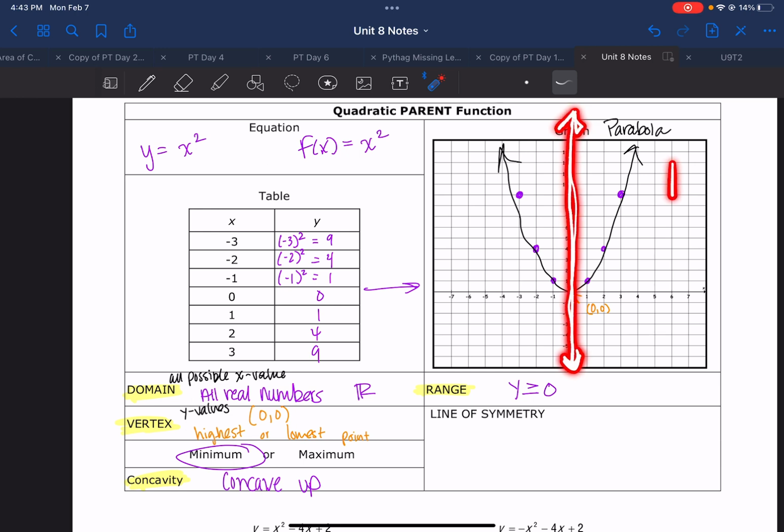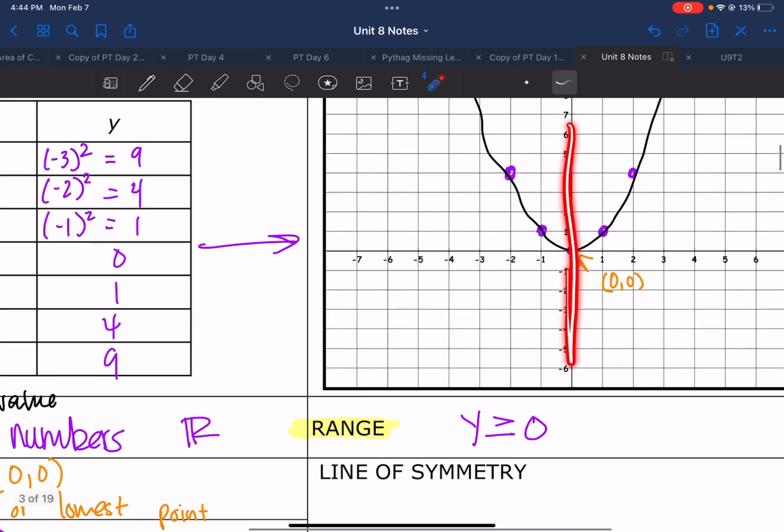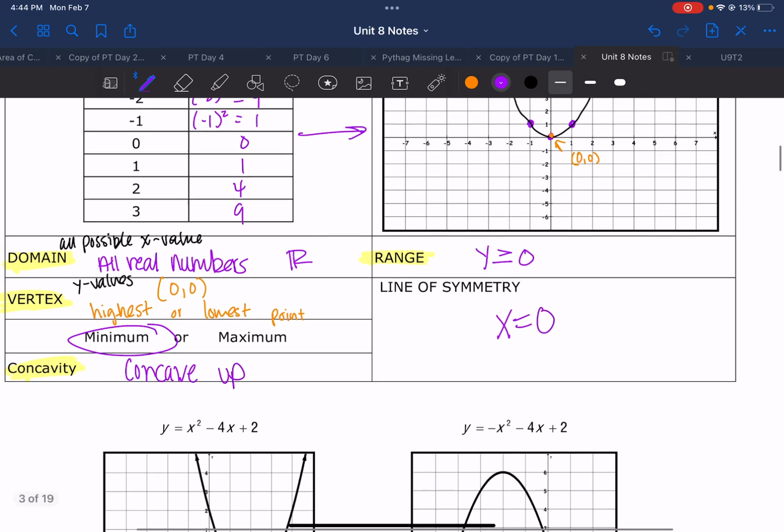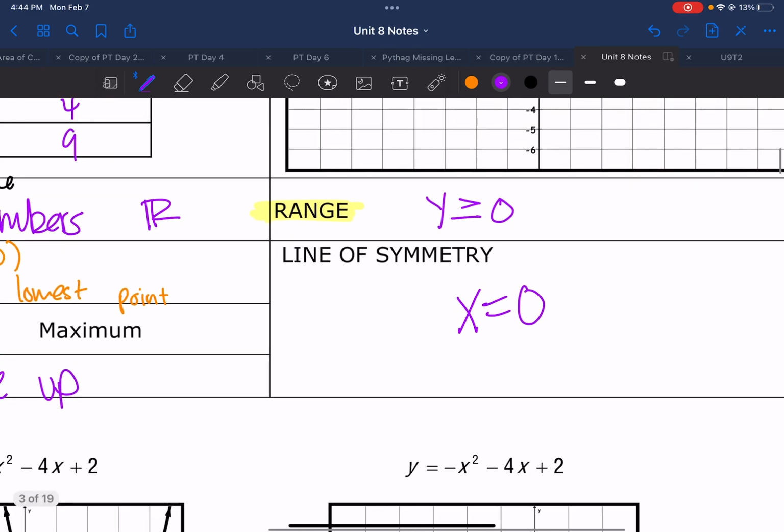Now, if you guys remember, we have this thing called HOY, and then we have VUX, right? So is this a HOY or a VUX? It's not a horizontal line, so it can't be a HOY. It's a VUX, right? VUX says vertical line, undefined slope, and your equation is x equals whatever that x value is. In this case, the x value that goes through here is 0. So your line of symmetry is x equals 0. And I'll say this, let me just put a note, right?